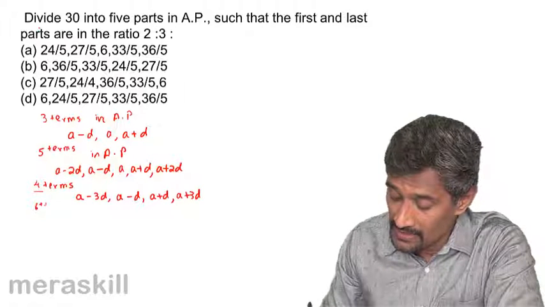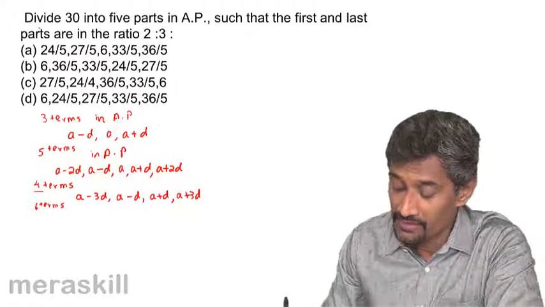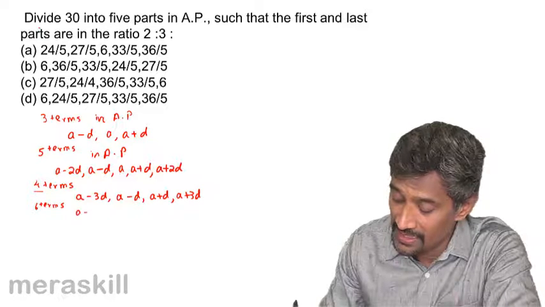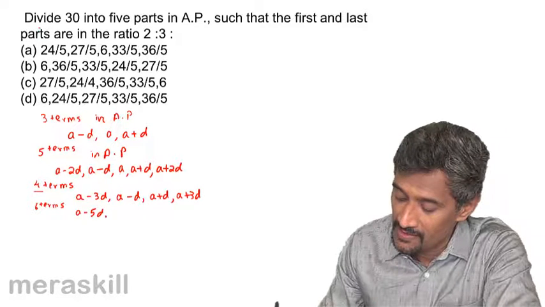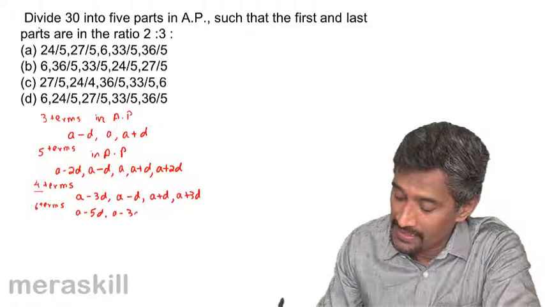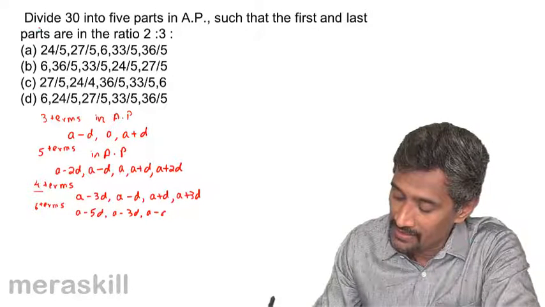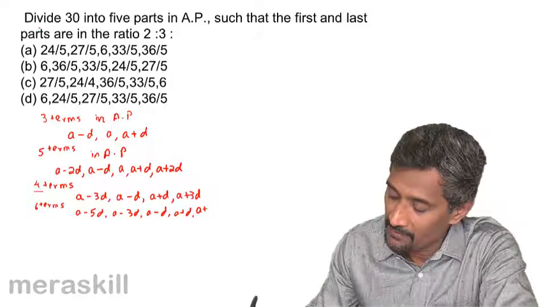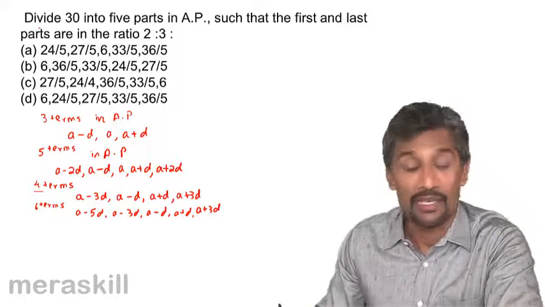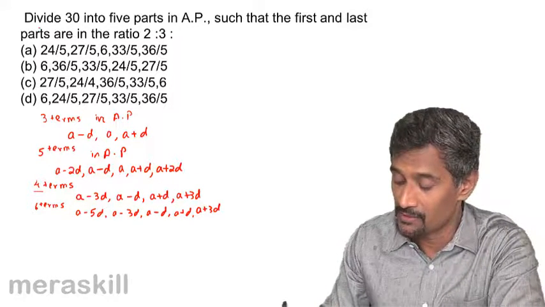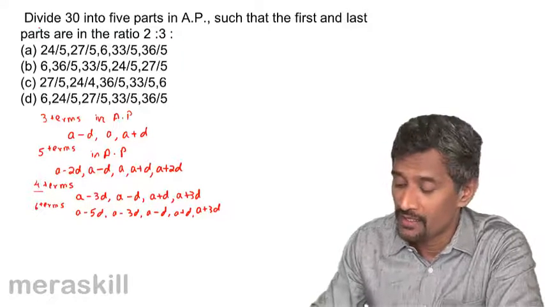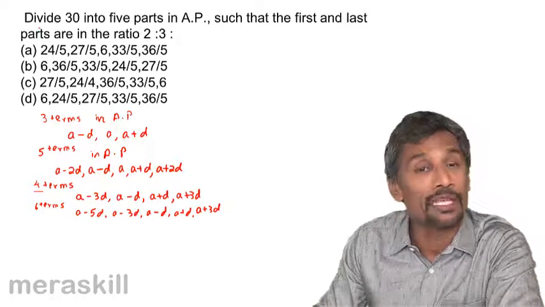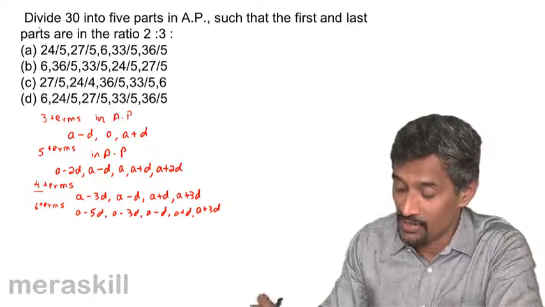Suppose there are 6 terms. When you take 6 terms, we will take them as a minus 5d, a minus 3d, a minus d, a plus d, a plus 3d, and the last one is a plus 5d. So in case of an even number of terms, we keep a difference of 2d. In case of an odd number of terms, we keep a difference of just d.